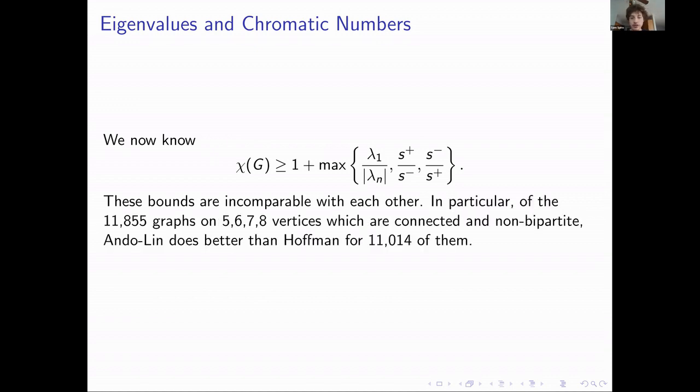In particular, if you look at all of the graphs between 5 and 8 vertices, which are connected and non-bipartite, then this Ando and Lin bound does better than Hoffman's bound for almost all of the cases. So about 11,000 out of the 11,800. So at least for small graphs, this bound does do better than the more standard bound of Hoffman. So this is indeed new and useful.